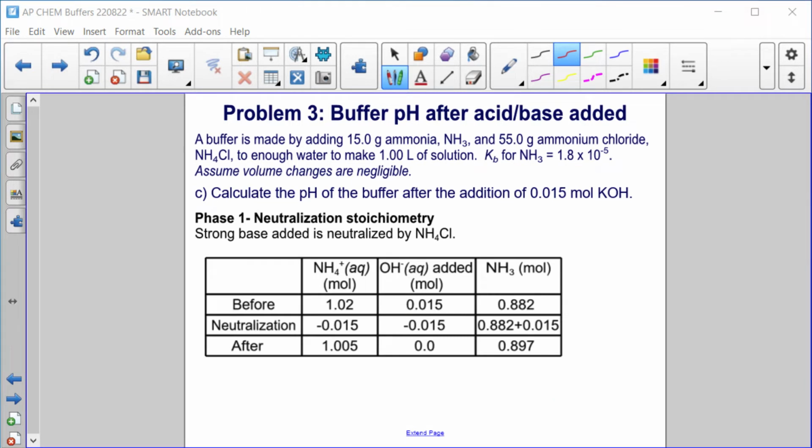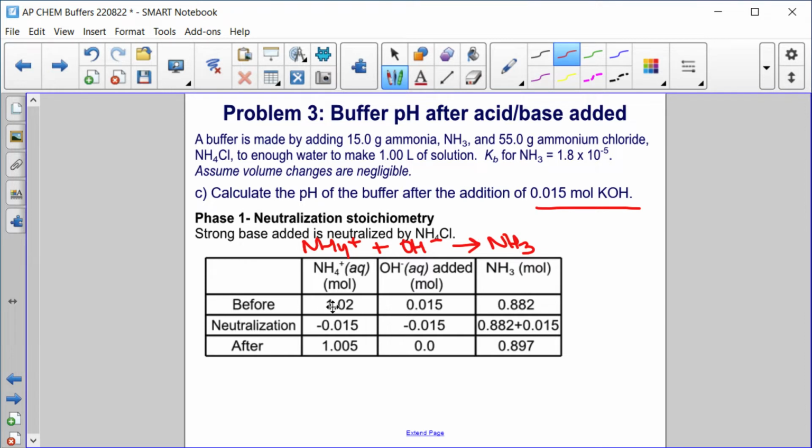In part C, let's calculate the pH of the buffer after the addition of 0.015 moles of KOH, which is strong base. So any addition of strong base will be neutralized by the ammonium chloride, the NH4 plus, to produce the weak base NH3.